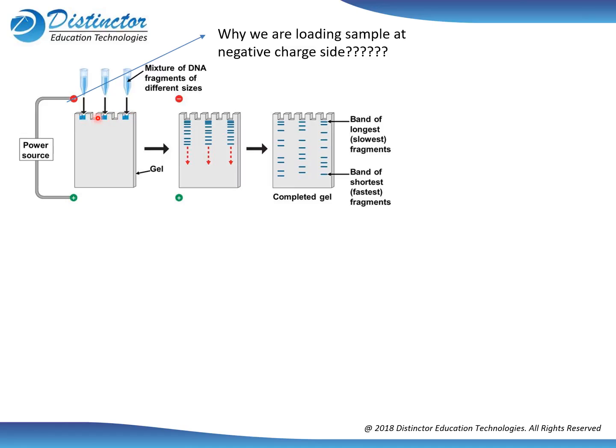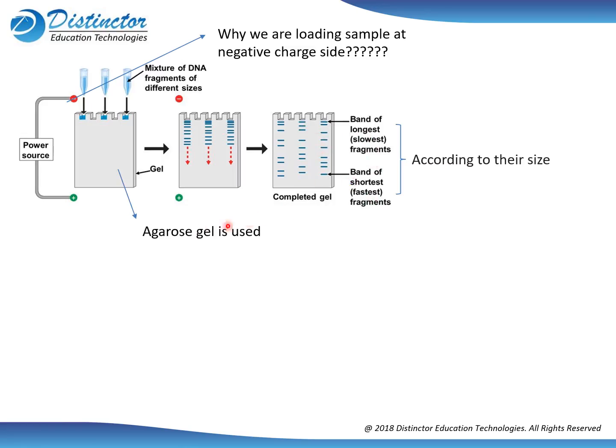Once the electricity passes, they move from one end to the other end. Once they have moved, they are separated according to their size. The shorter fragments move very fast inside the gel, whereas the longer fragments move only a little distance. They cannot go as far as the shortest fragments. Based on this, we can separate the DNA strands according to their size.